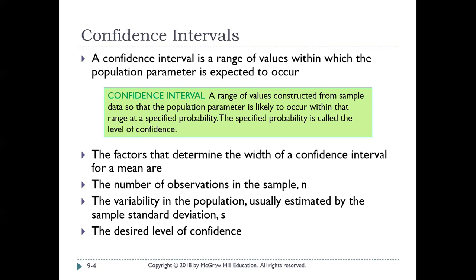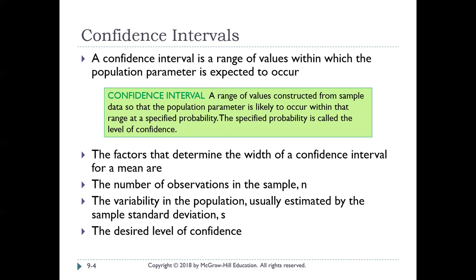So n is going to reduce our confidence interval, make it smaller. An increase in the variability of the standard deviation in the original population is going to increase our confidence interval. So n is going to reduce it. Larger n's will make it smaller. Larger variance is going to make it larger.